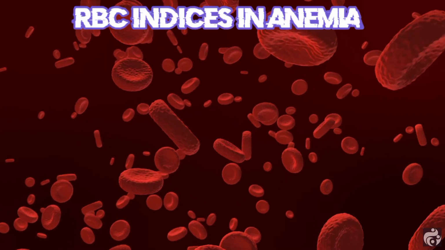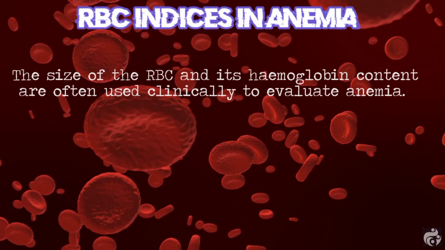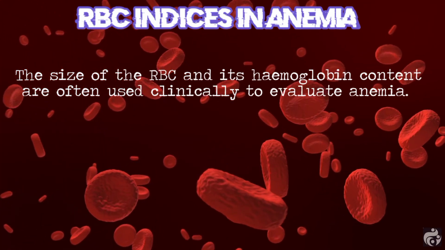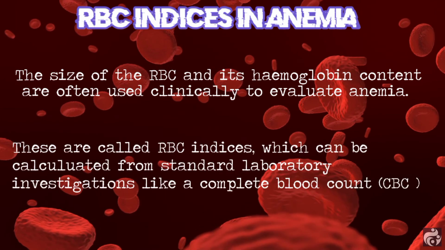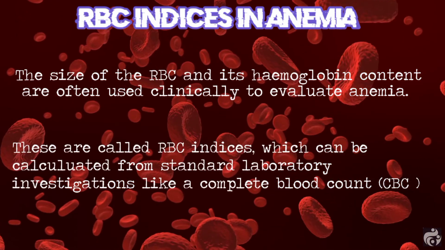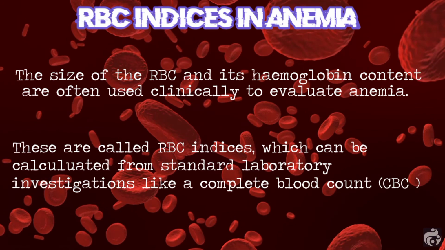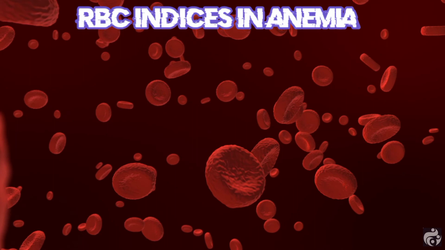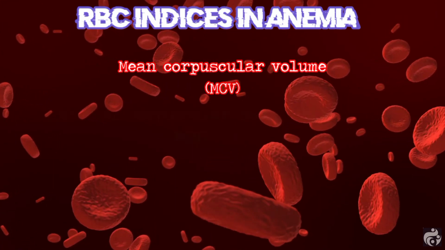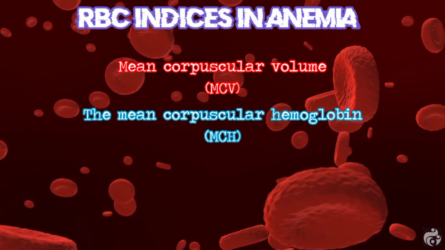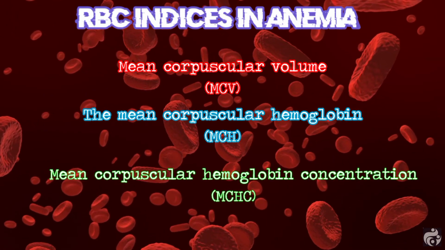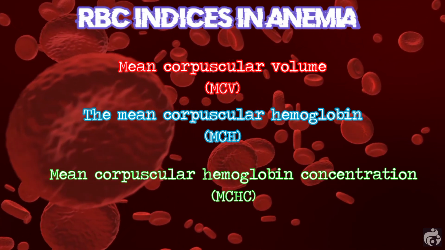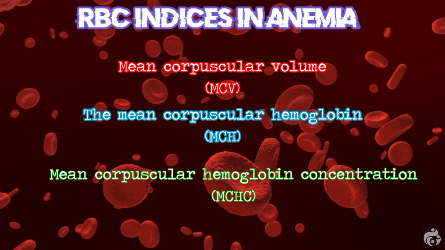Now let's talk about the RBC indices in anemia. The size of the red blood cell and its hemoglobin content are often used clinically to evaluate anemia. These are called RBC indices, which can be calculated from standard laboratory investigations like a complete blood count, called CBC. These are the mean corpuscular volume, MCV, the mean corpuscular hemoglobin, MCH, and the mean corpuscular hemoglobin concentration, MCHC. The MCHC effectively correlates the hemoglobin content with the volume of the cell.